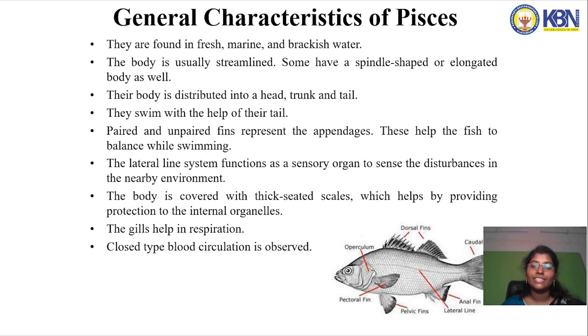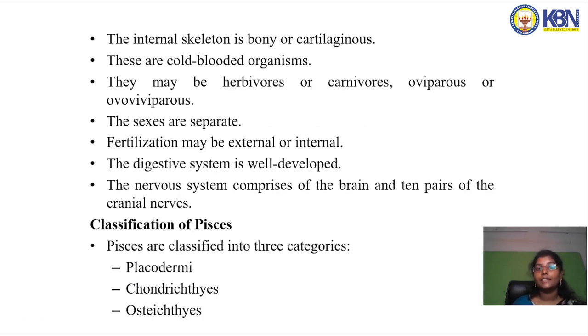Next, the body is covered with thick scales, which help by providing protection to the internal organs. Here we can observe the scales. The body is entirely covered with scales, which help for protection. Next, the gills help in respiration. Next, closed type blood circulation is observed. The internal skeleton is bony or cartilaginous. Some fishes have a bony internal skeleton, and some fishes contain a cartilaginous skeleton. Next, these are cold-blooded organisms.